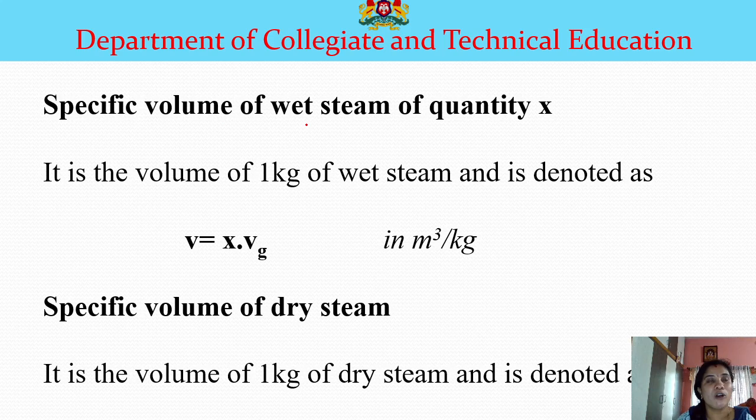Secondly, the specific volume of wet steam at quality X. The volume of 1 kg of wet steam is denoted by V equals X into Vg. Similarly, the specific volume of dry steam is given as V equals Vg. The volume of 1 kg of dry steam is defined as the specific volume of dry steam.